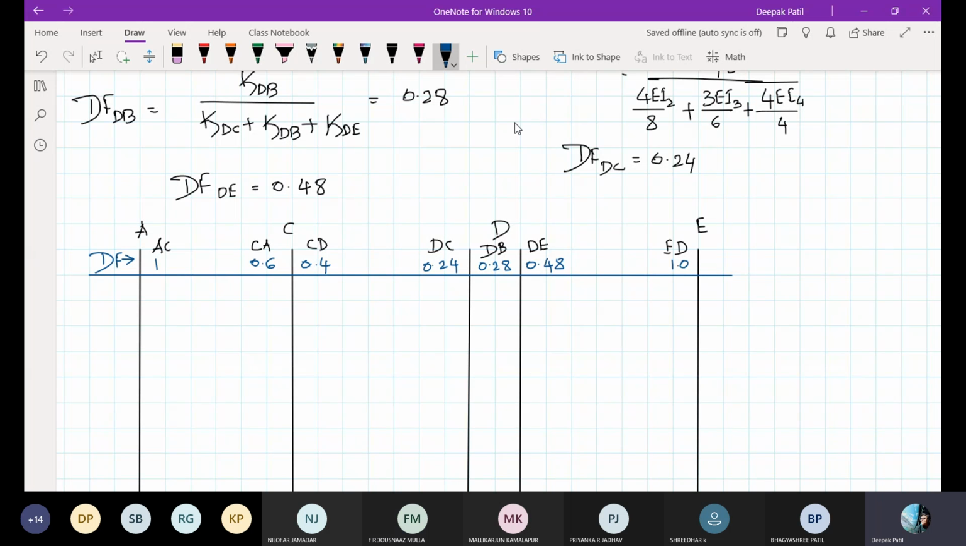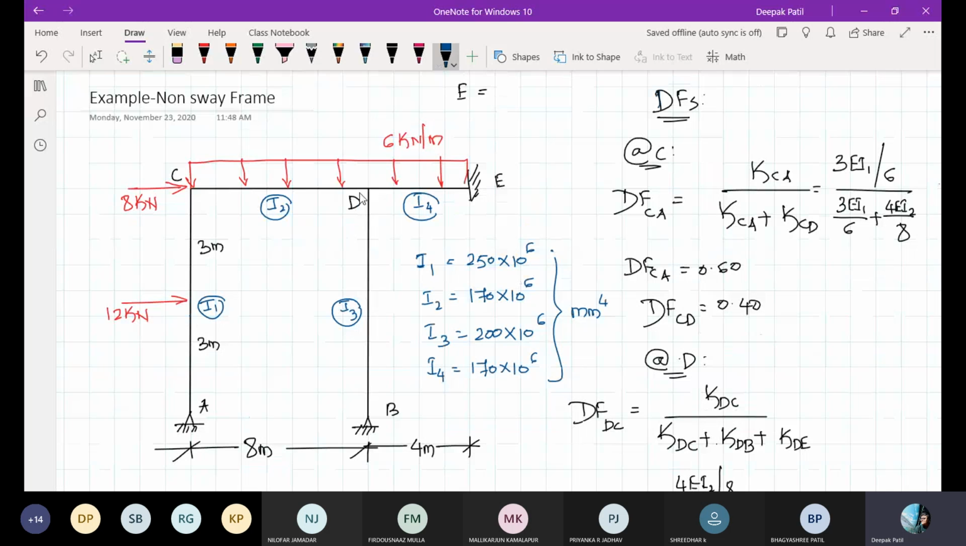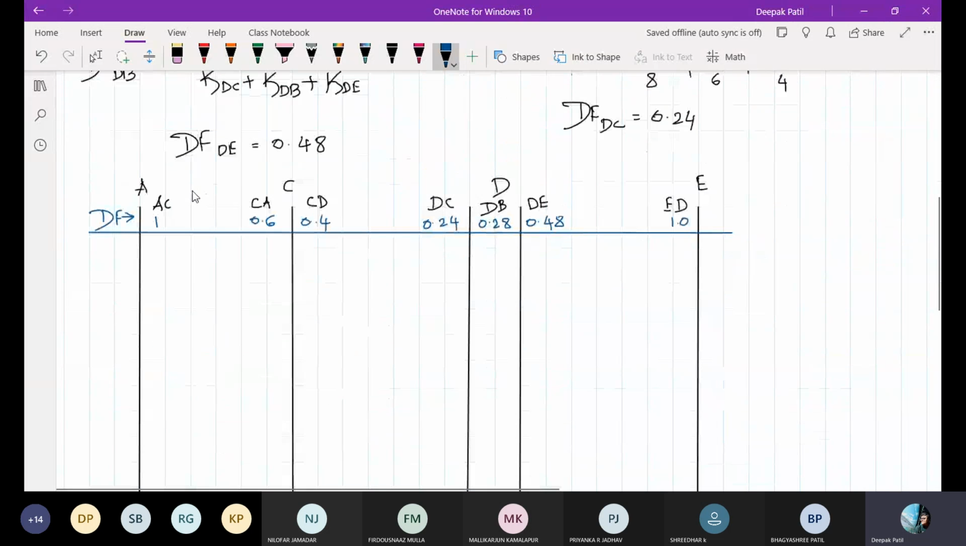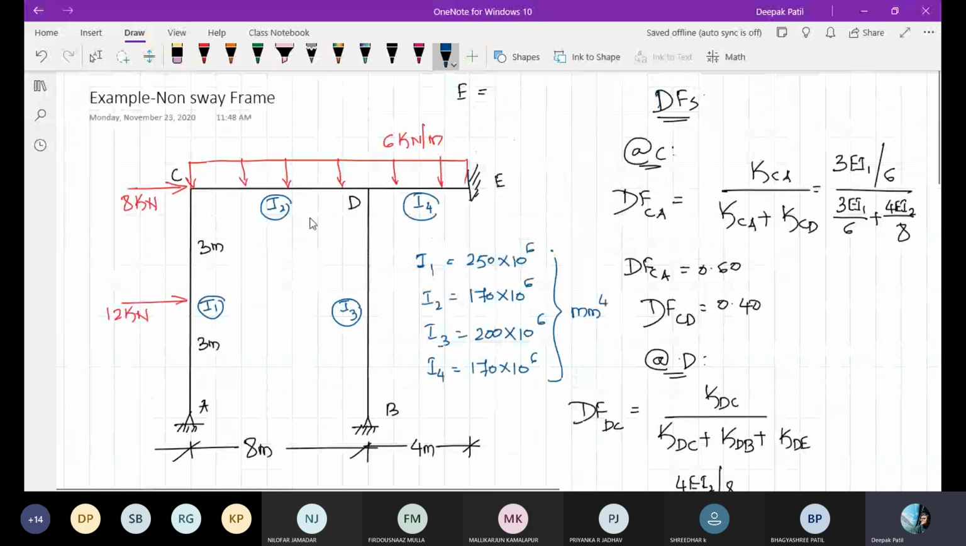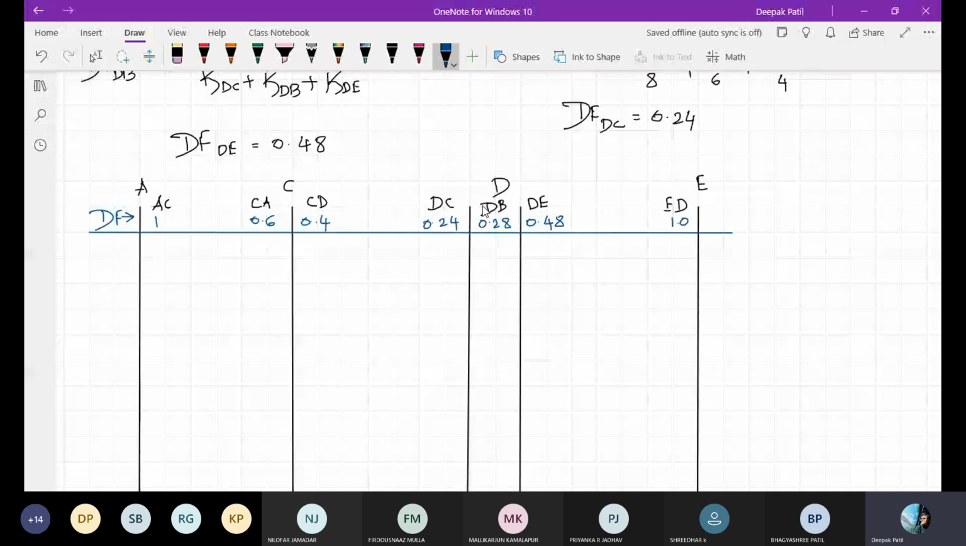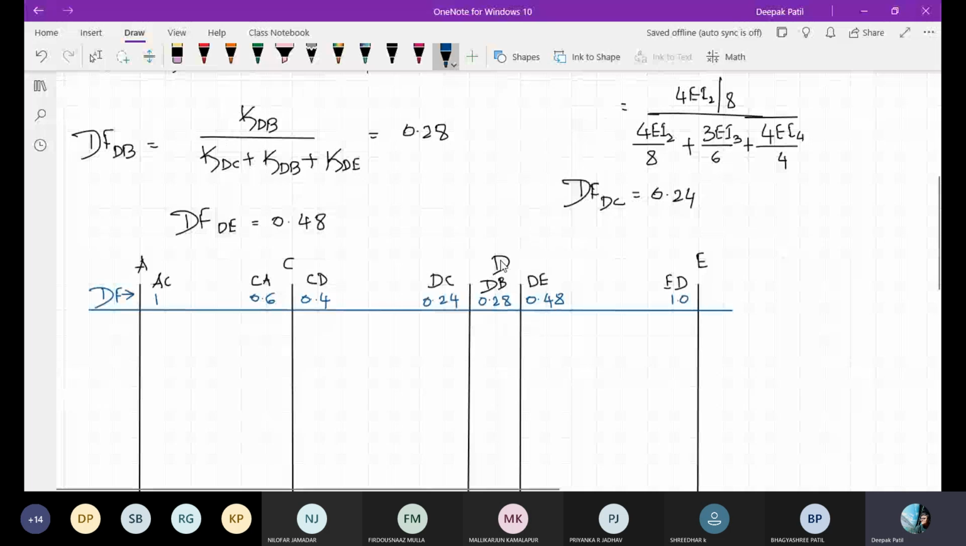Yes, sir. At D, I have purposely drawn double lines because you can see here at D there are 3 components which are joining. So you should draw double lines. After A, I have not drawn B. Okay, you should be very careful. After A, I have drawn C because I need to link between AC and CA. Okay, then after C, I have drawn D. And at D, I have drawn double line, and after D, I have drawn E.